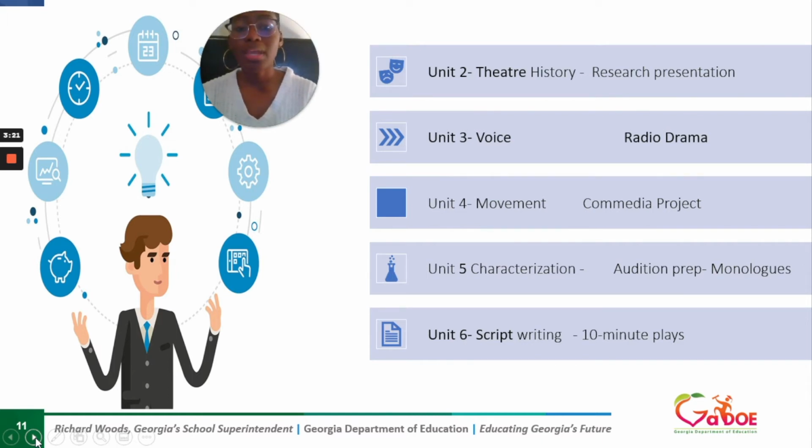For Unit 6, they do script writing, and I sometimes have them work on 10-minute plays, depending on the skill set and the mastery of writing scripts and writing for characters. I may have my students write short skits instead of 10-minute plays. So they may write a skit that has 3 scenes. The beginning scene gives more exposition, the second scene explores a conflict, and the final scene is resolution.